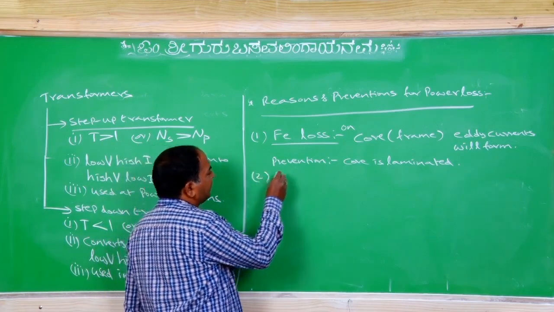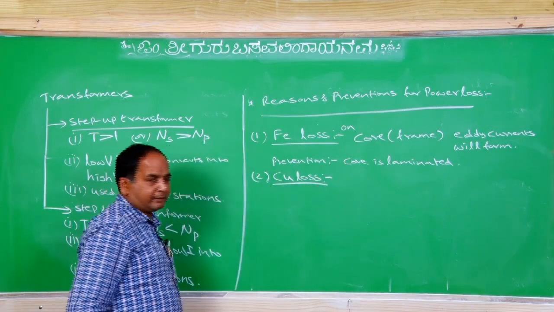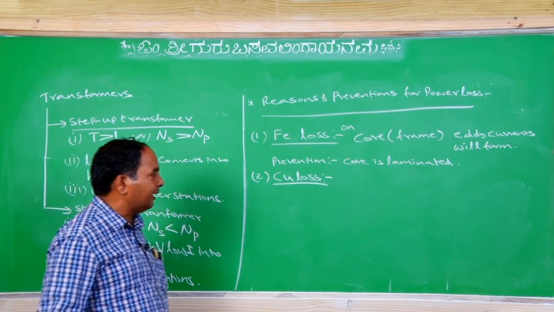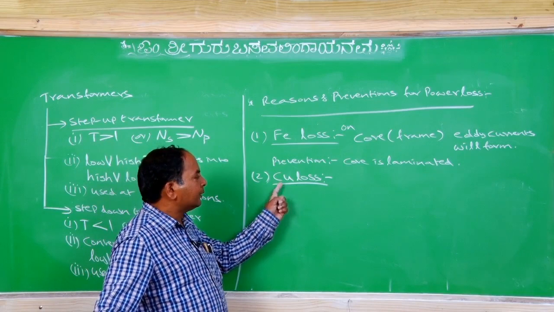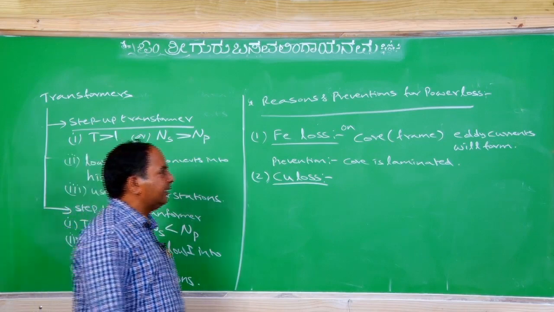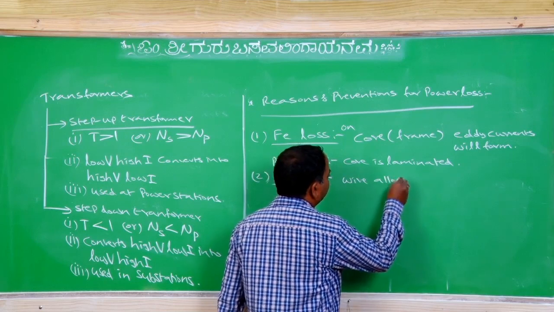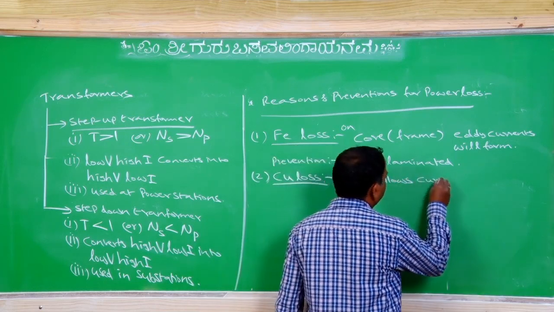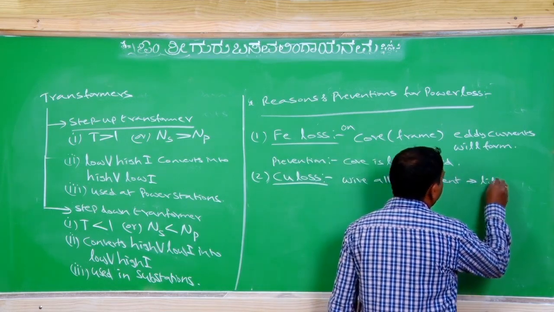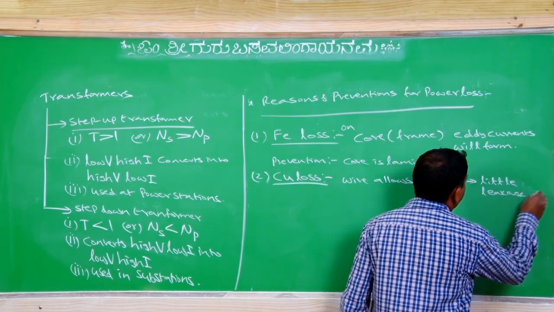The second one is said to be copper loss. Copper means the wire which is used for conduction. So, how do you prevent the copper loss? If the wire carries current, it causes a little leakage of current.